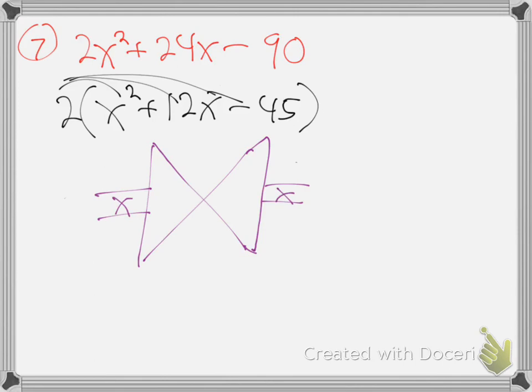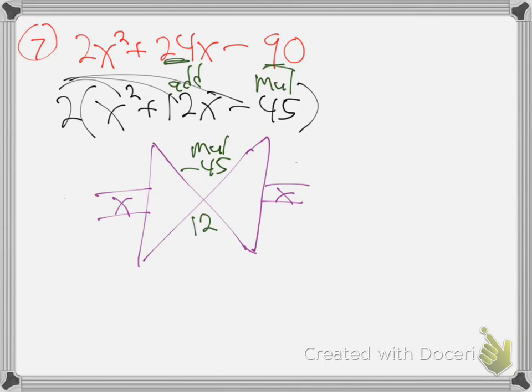Right, and then we say, okay, what multiplies to be minus 45 and adds to be 12? See how those are different numbers now? They're not the 24 and the 90 anymore, are they? They've changed. That's why you've got to see the new numbers by doing the one big parenthesis with the GCF.